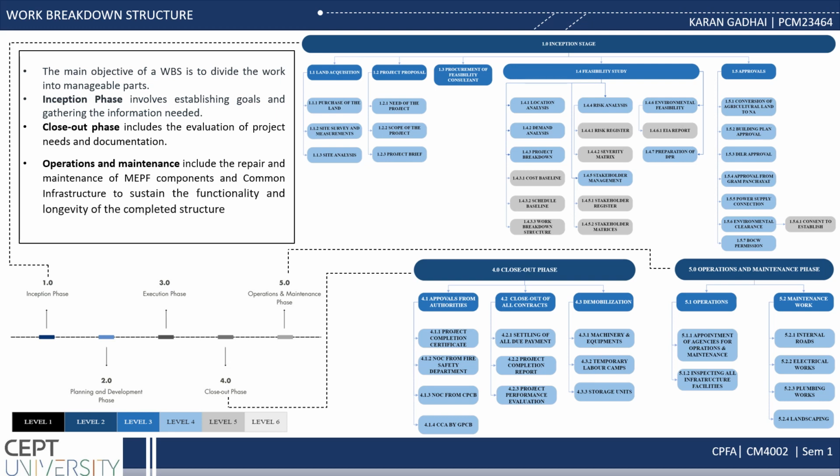In this WBS, we have identified 5 stages. The first one is the inception phase, then planning and development phase, then comes the execution phase, after that closeout phase, and at the last operations and maintenance phase.